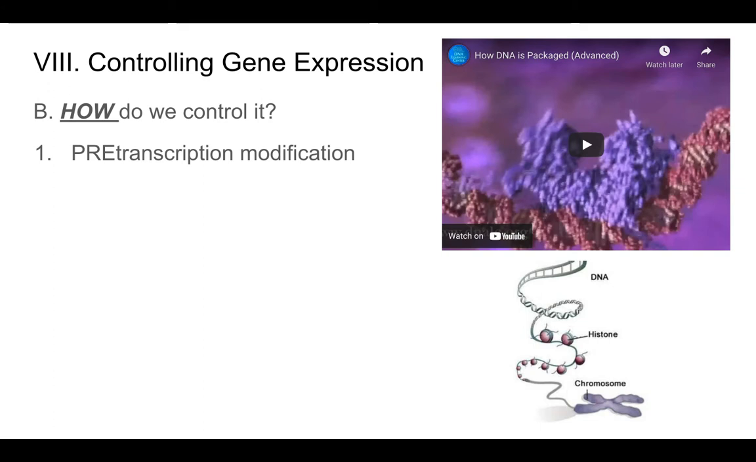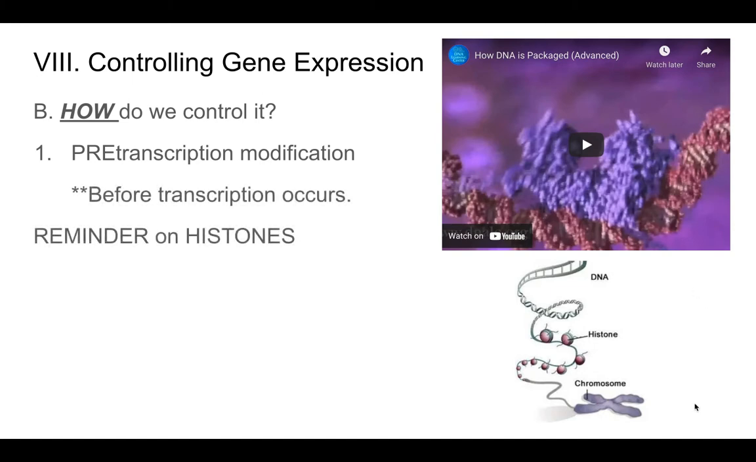So pre-transcription modifications. This is essentially impacting the DNA in some way that ultimately affects whether a protein is made or not. And you need a quick reminder of a histone. So you have this diagram here in your notes.